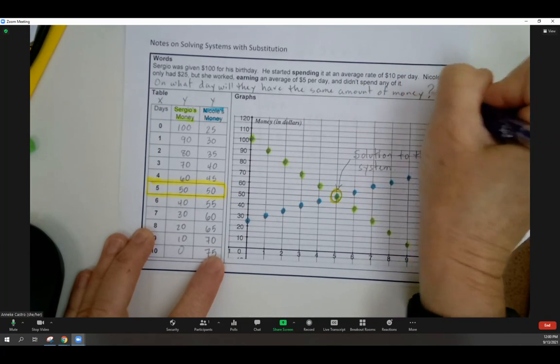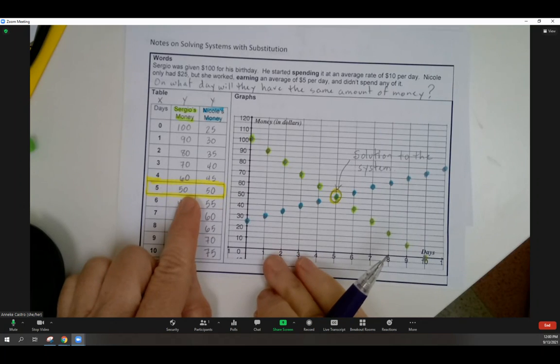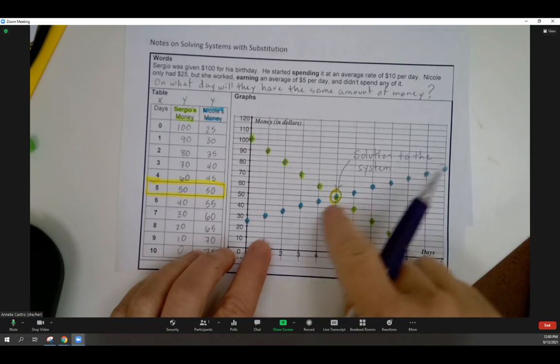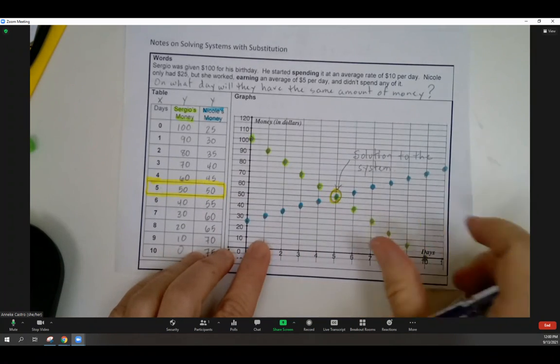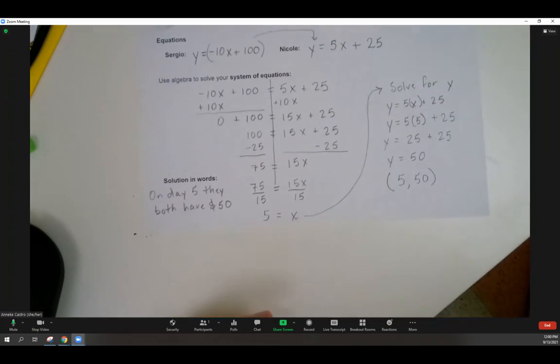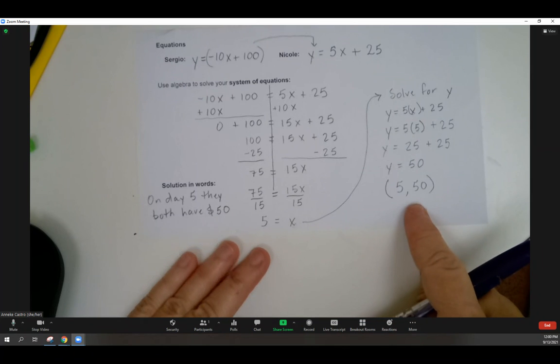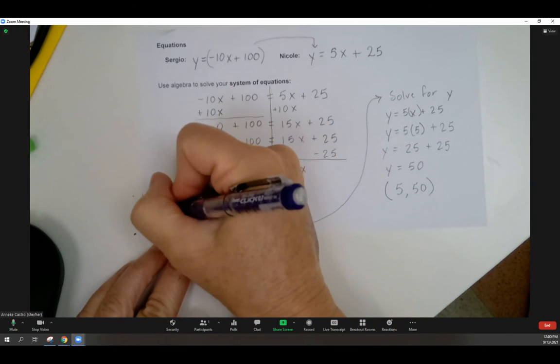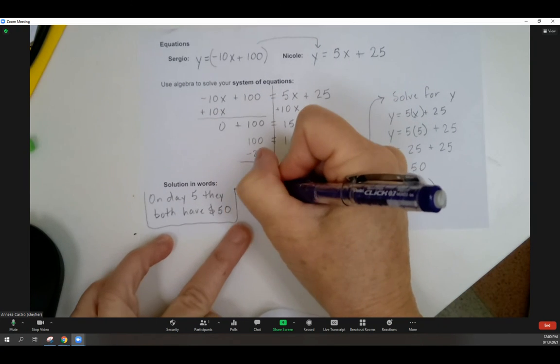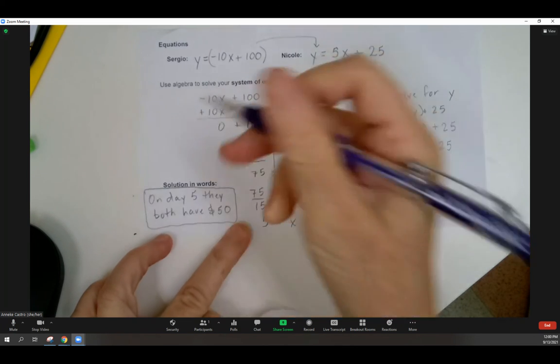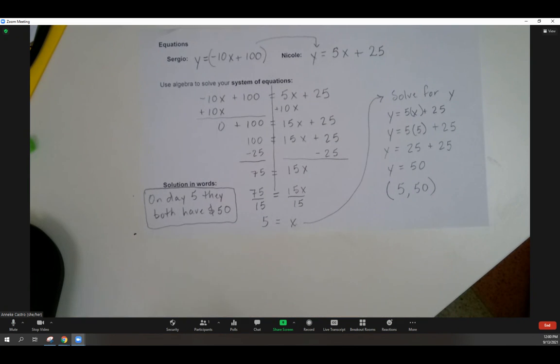That's actually the question. So I can see the answer in my table. I can see the answer where the lines cross each other on the graph, and I can find the answer using algebra and get the same answer. And then, since I was given a word problem, I want to give the answer in words. And there it is. I hope this helps.